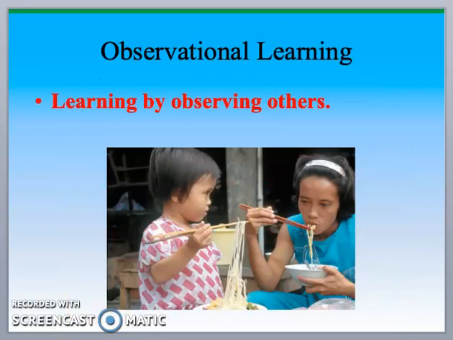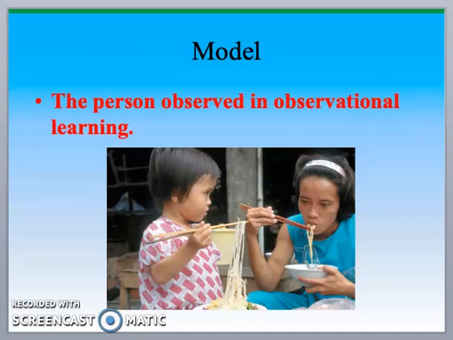So what is observational learning? Learning by observing others. As we can see in this picture, we have the adult and we have the child. We are assuming that the adult is the mother and the child is the daughter. Let's break this down a little bit more. We have the model. The model in this picture is the mother. This is the person observed in observational learning. We have the child observing the mother, and in this instance, the child is trying to learn how to use chopsticks.